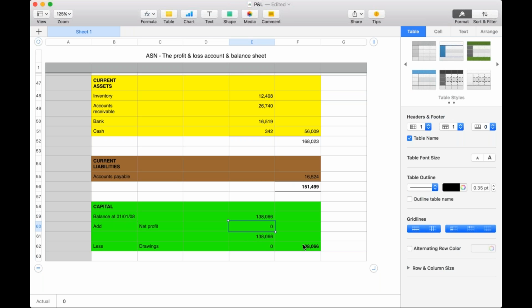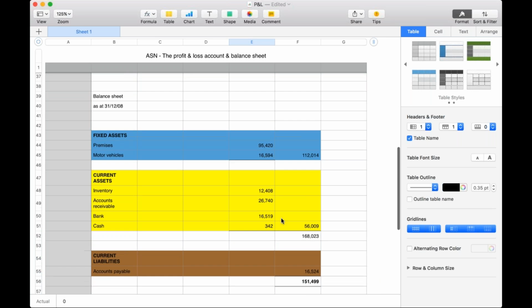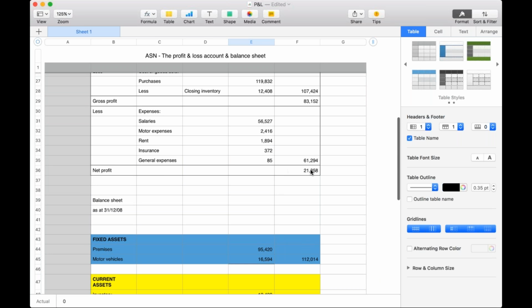So we have to add on the net profit. So this is the proprietor's money, effectively, that he's got in the business, 138,000. But he's now got some more money in the business because he's made a profit this year. So we effectively need to add that net profit to his capital account to give him a new capital account figure. So at the start of the year, it was 138,066, and we're going to add the profit, which is 21,858.